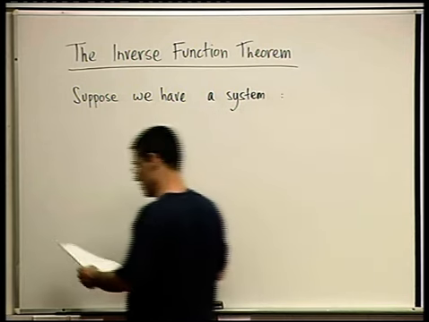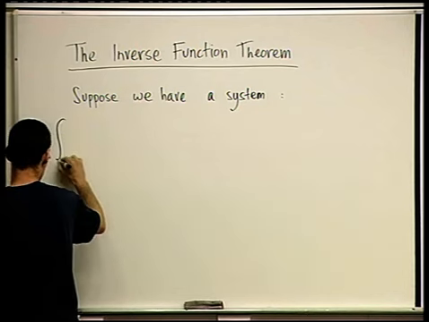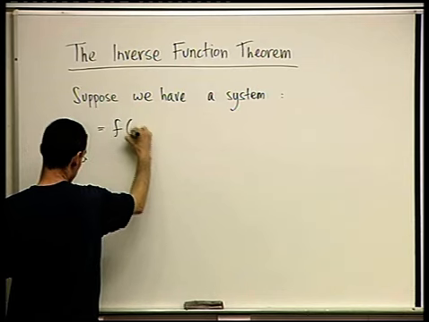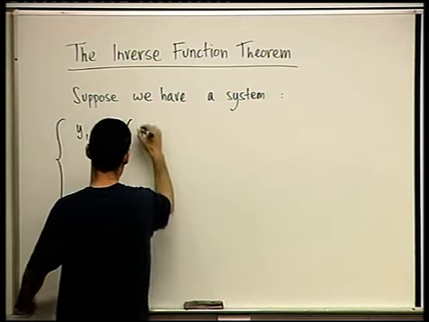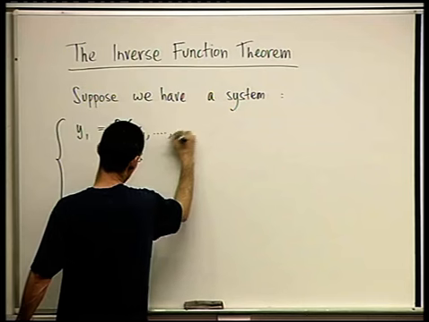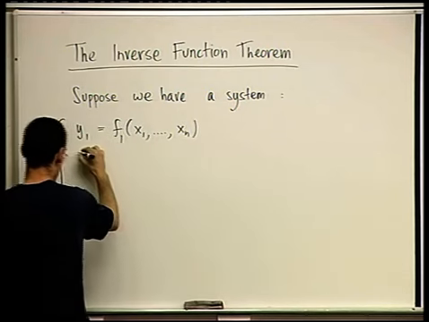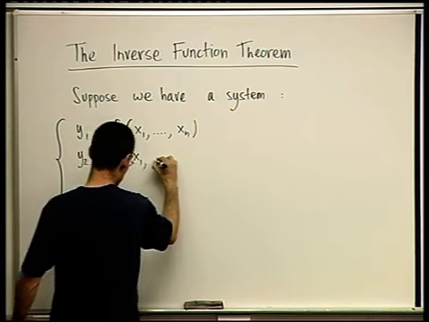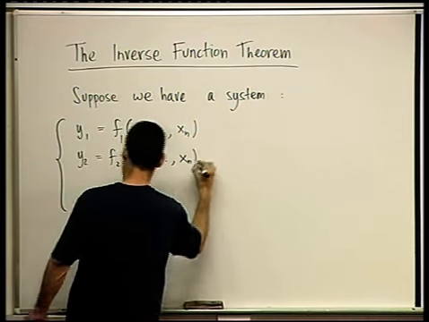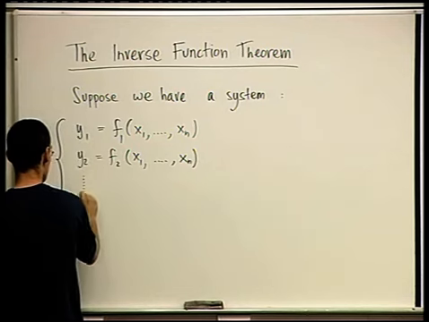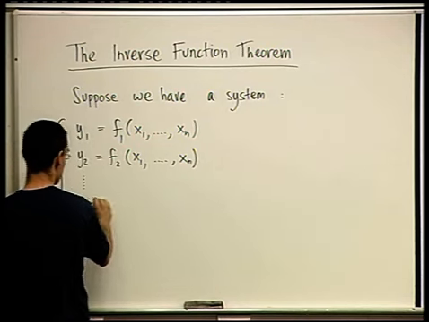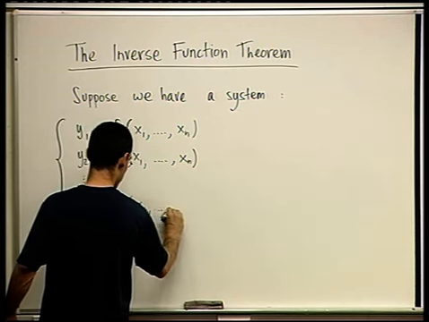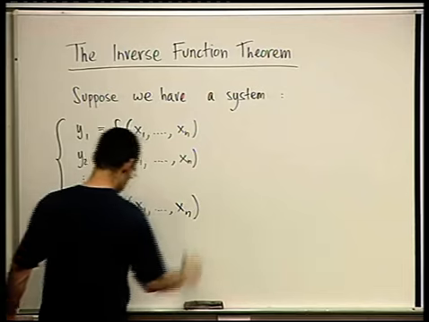of equations as follows. So y1 is going to be a function, let's call it f1, of n variables, x1 up to xn. And y2 is going to be a function, call it f2, of x1 up to xn. And in total, we're going to have exactly n of these. yn is going to be a function, fn, of x1 up to xn.